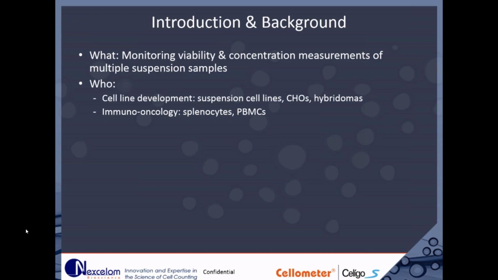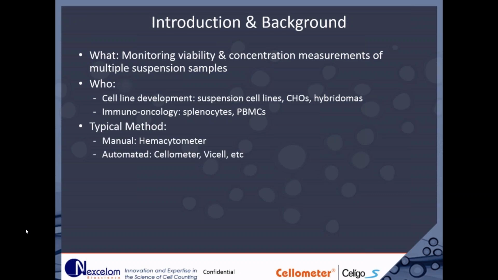So typically people are using the old school method of the hemocytometer, something we all started working on in the lab when we first got into the lab. And then you get into the automated methods such as the Celometer where it automatically counts, or the ViaCell. But that is kind of low throughput, where you have one sample at a time. If you're working on, say, 100 samples, that gets laborious over time.